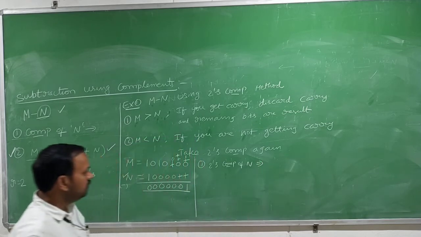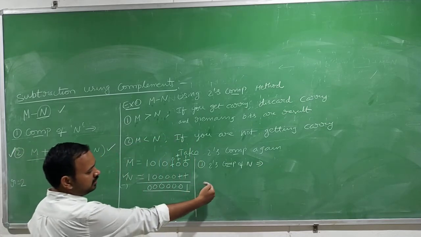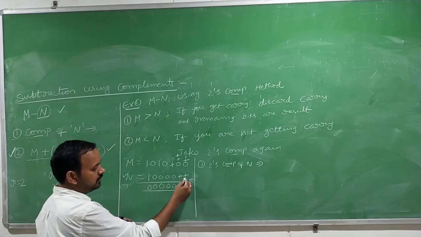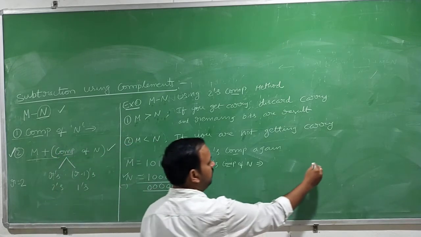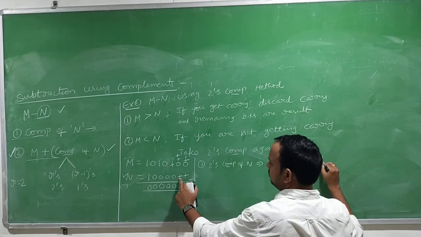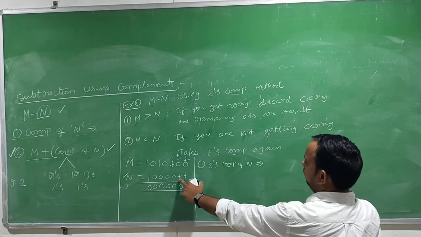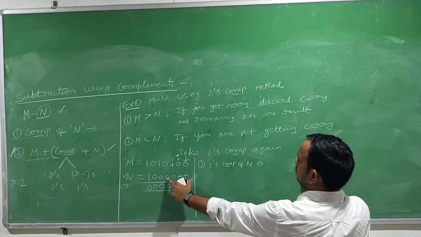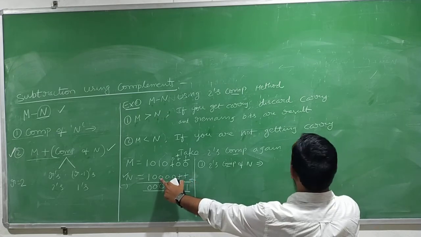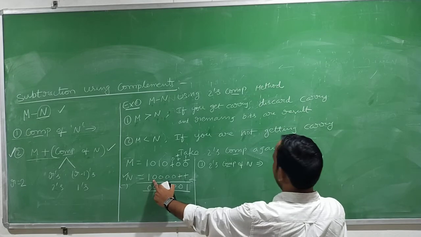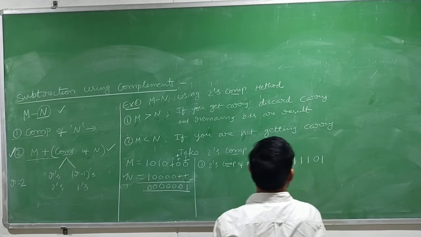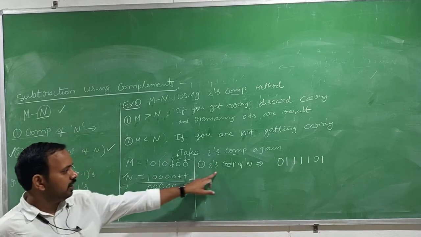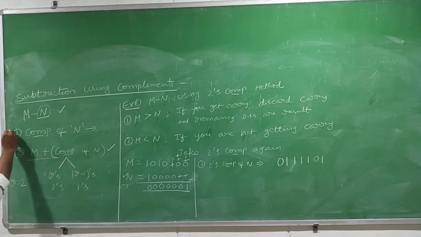what will it become? From the right hand side, you just copy the numbers until the first one. The first one is here only, right? And the remaining numbers we just invert: 1 will become 0, 0 will become 1, 0 will become 1, 0 will become 1, 0 will become 1, 1 will become 0. Now I have written the 2's complement of n. That means the first step is over.